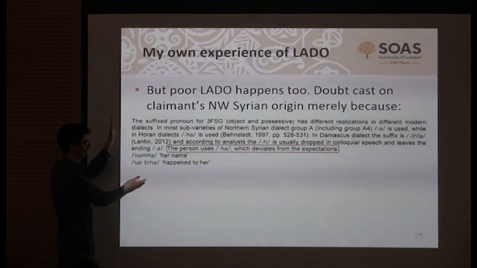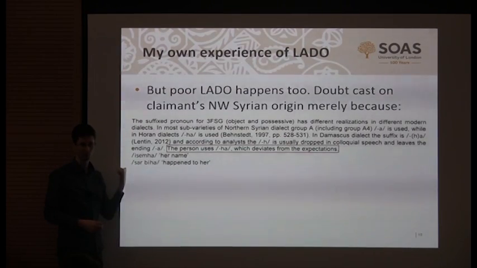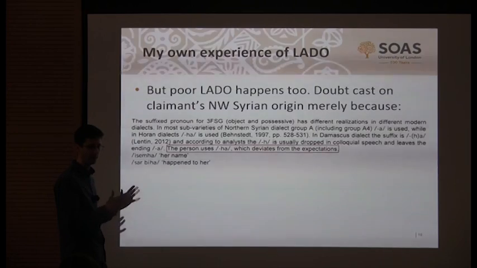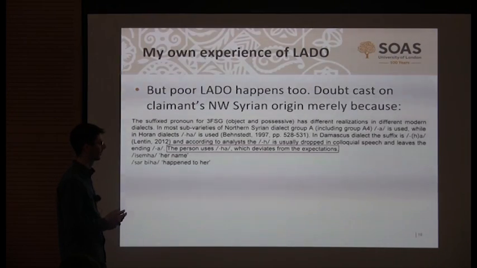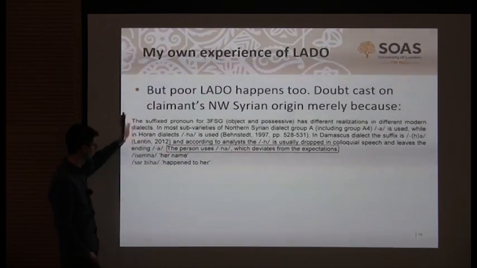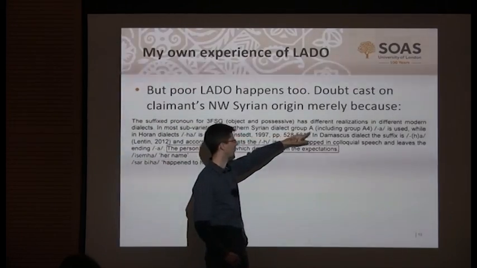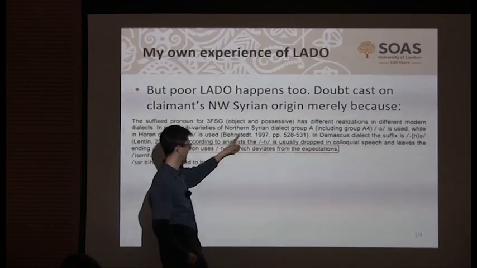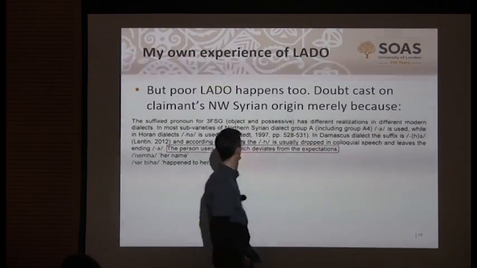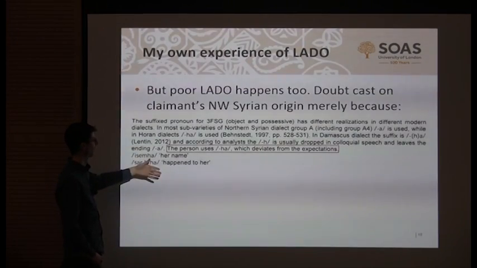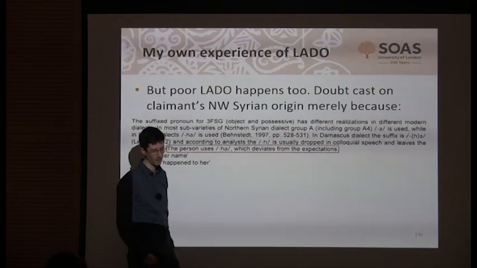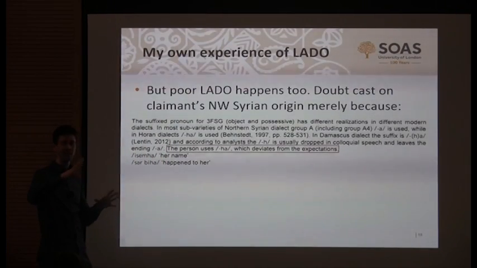There's a lot about the way this report is laid out which is vastly superior to what I just showed you from Sprachab. So they kind of basically know what they're talking about, and they are using appropriate academic resources. So, they say, the suffix pronoun for third feminine singular has different realizations in different modern dialects. True. In most subvarieties of northern Syrian dialect group A, including group A4, that's taken directly from this work, this kind of division, a is used. While in Horan dialects of southern Syria, ha is used. And they've got this from this work, Behnstedt, Sprachatlas von Syrien, a dialect atlas of Syria, okay?